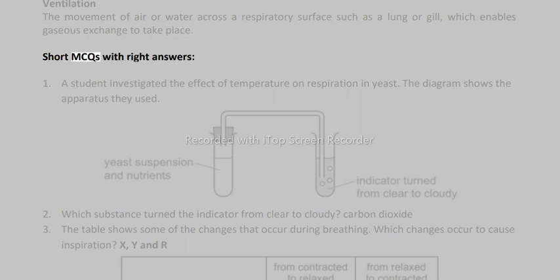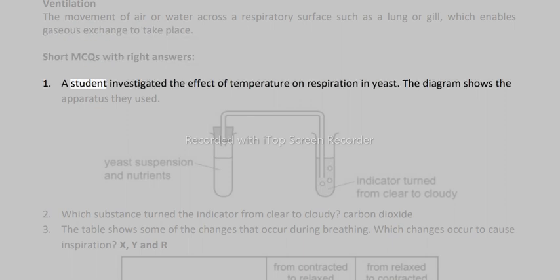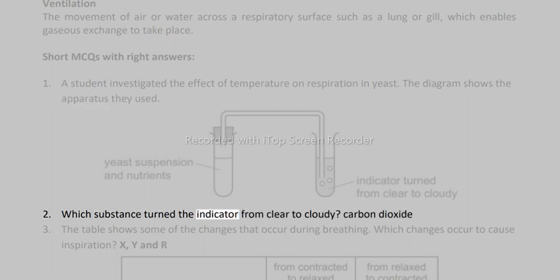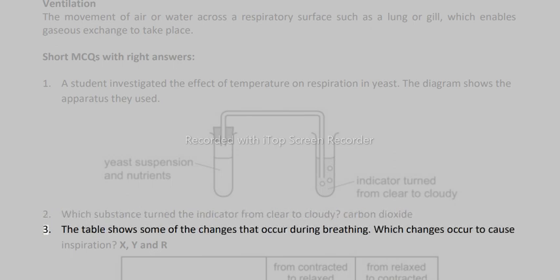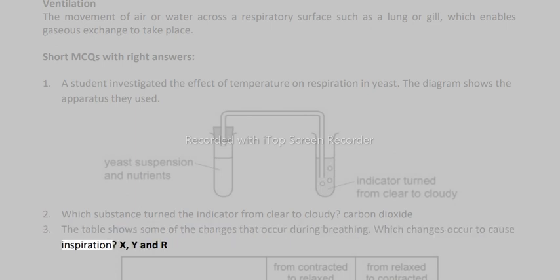Short MCQs with right answers. 1. A student investigated the effect of temperature on respiration in yeast. The diagram shows the apparatus they used. 2. Which substance turned the indicator from clear to cloudy? Carbon dioxide. 3. The table shows some of the changes that occur during breathing. Which changes occur to cause inspiration? X, Y, and R.